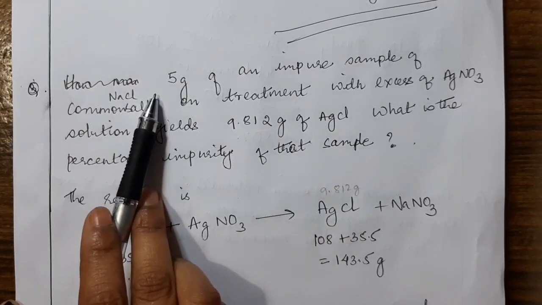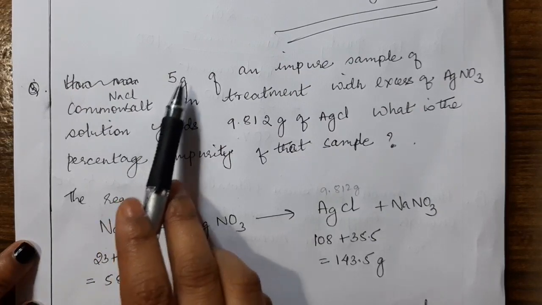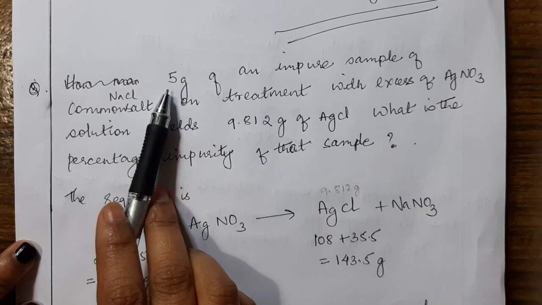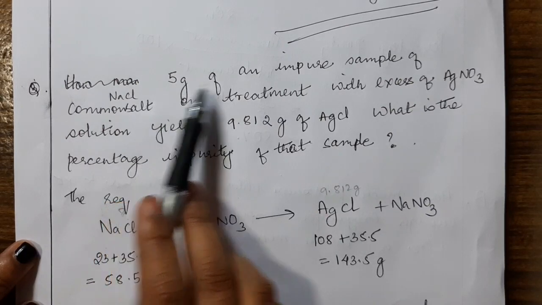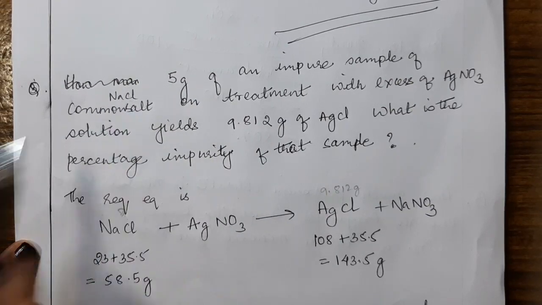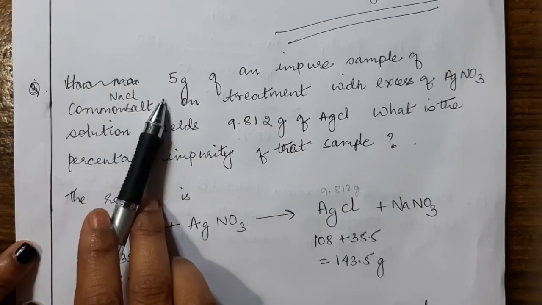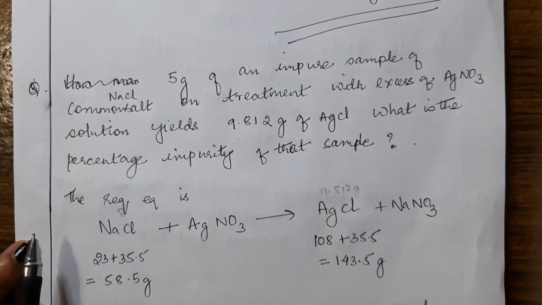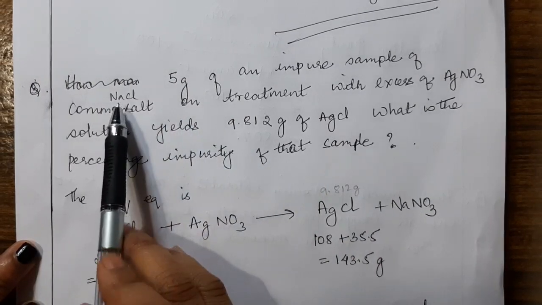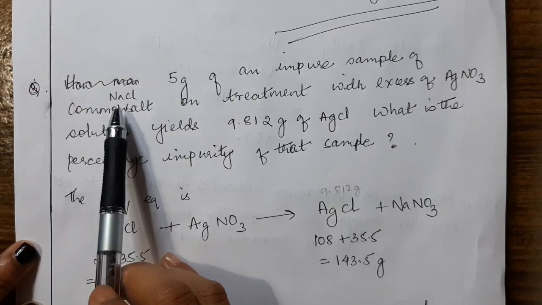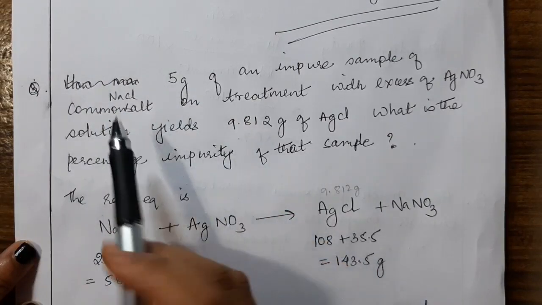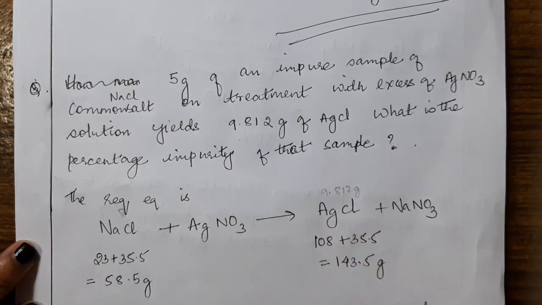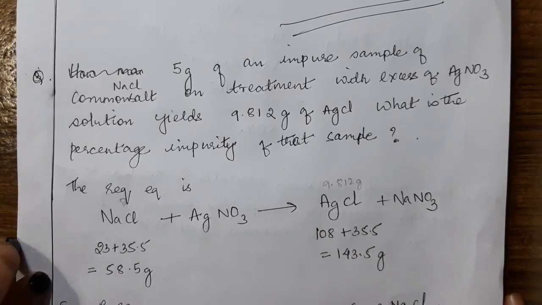Here you are given 5 grams of impure sample. So first thing we are going to find out is, what is the pure amount of NaCl? Impure amount is given, 5 grams. You have to find out the pure amount, then only you can find out the percentage impurity. They have given the reaction: common salt reacts with AgNO3, giving you AgCl. So your task is to find out the chemical equation.